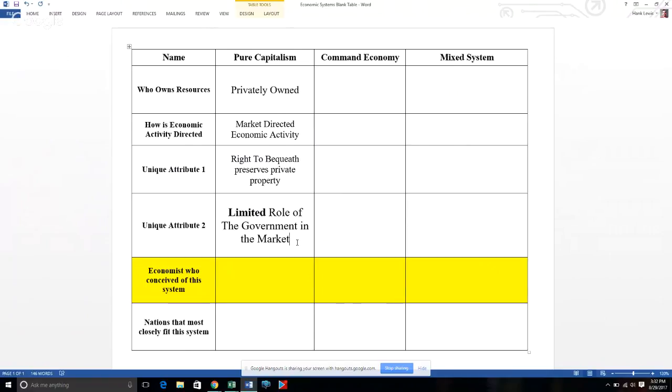But what the government doesn't do is seize businesses and take control of them and tell them what they can and can't produce or how much they have to pay or how little they have to pay workers. The government does not step into those areas.